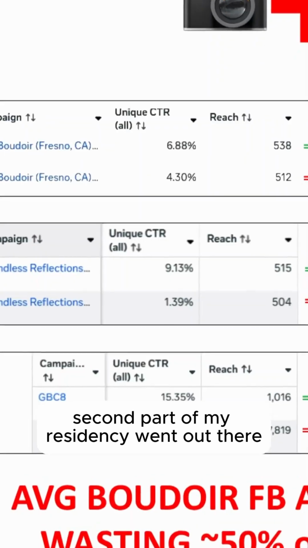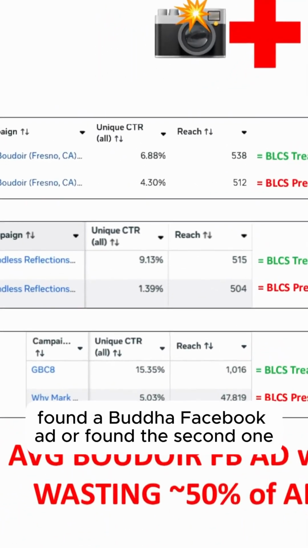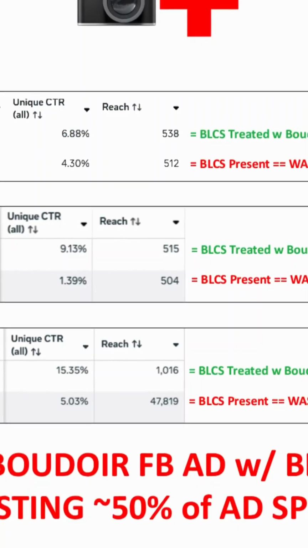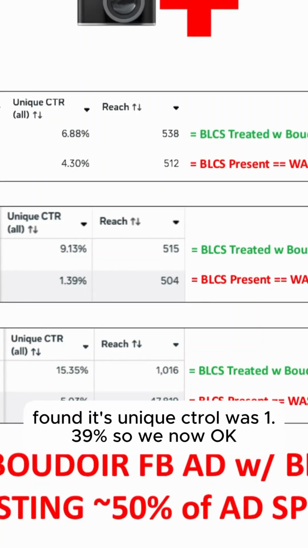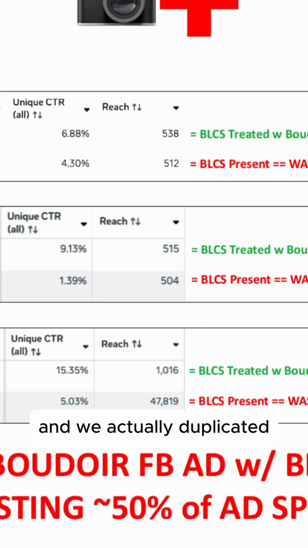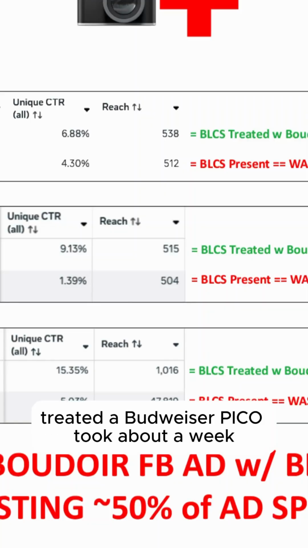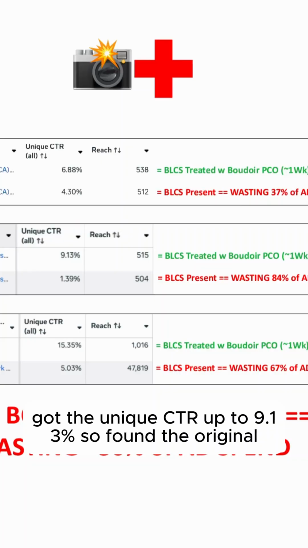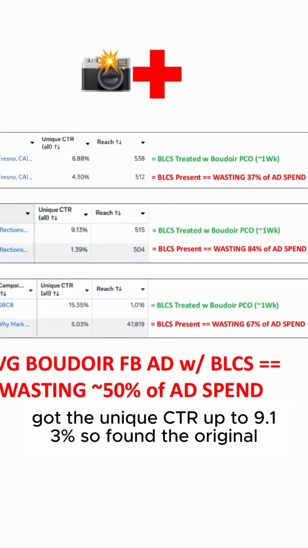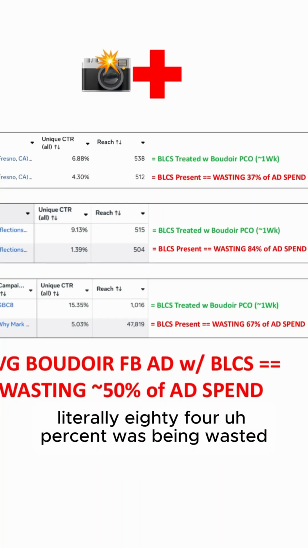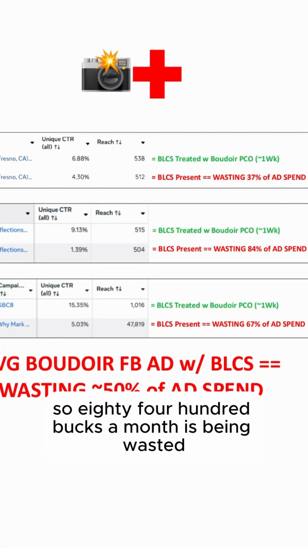Second part of my residency, went out there, found the second boudoir Facebook ad, brought it back to the hospital, tested it, found its unique CTR was 1.39%. So we know, okay, BLCS is present because unique CTR is under 6%. And we duplicated it, treated with boudoir Pico, took about a week, got the unique CTR up to 9.13%. So if they're spending 10 grand a month on the original boudoir Facebook ad, it was wasting, literally 84 percent was being wasted. So $8,400 a month is being wasted.